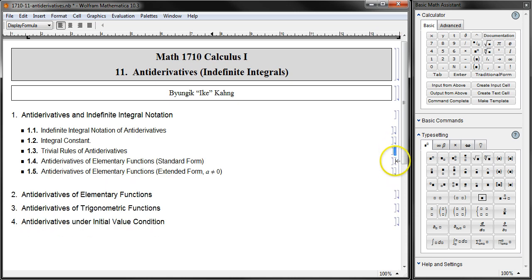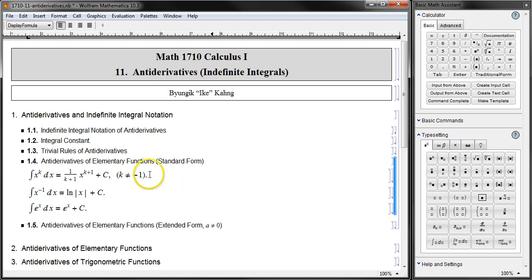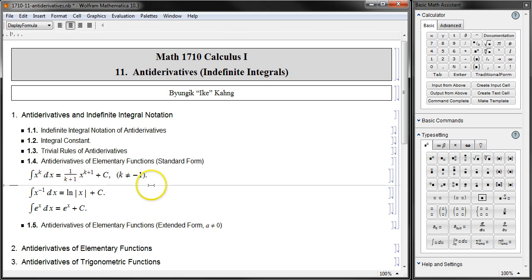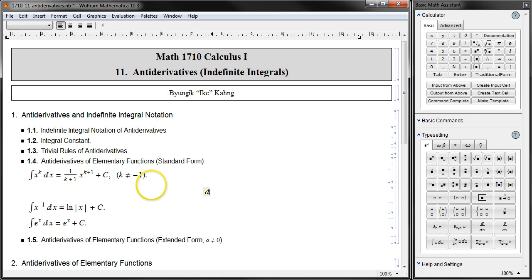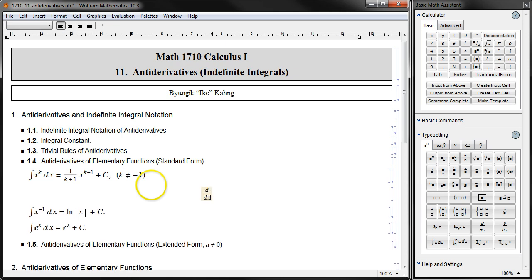Okay, some more antiderivative rules here. Power rule, the power function. Now, how do we take the derivative of a power function? It goes like this. Derivative of x to the m power. How does it work? We multiply the power and subtract 1 from the power, isn't it? That is the power rule for derivative.